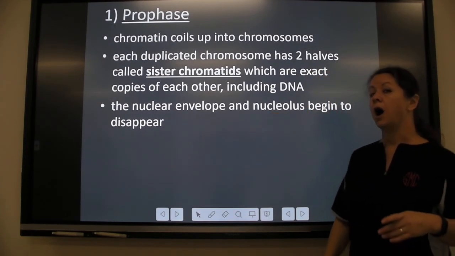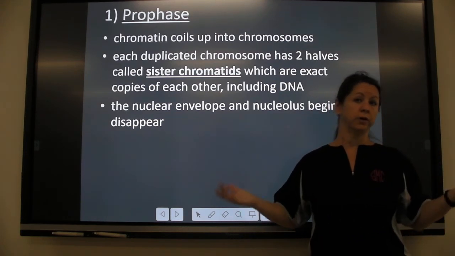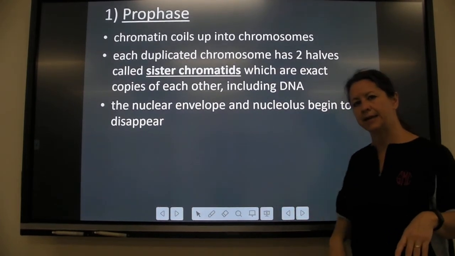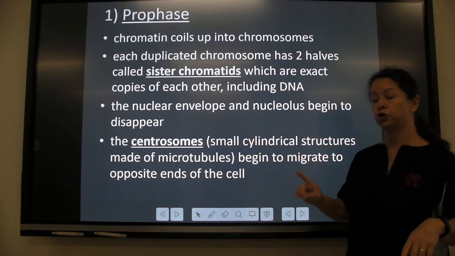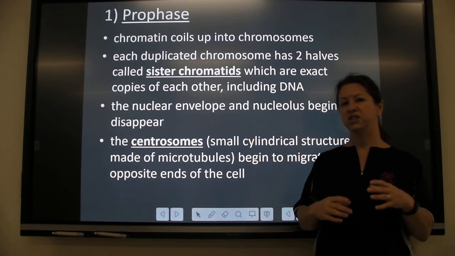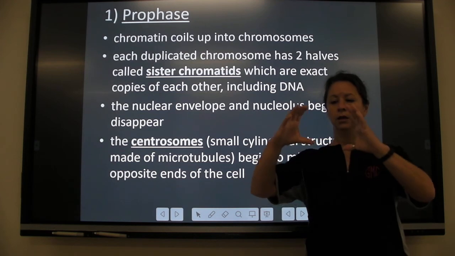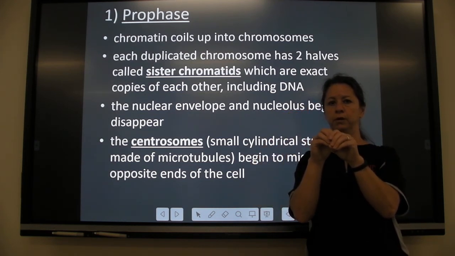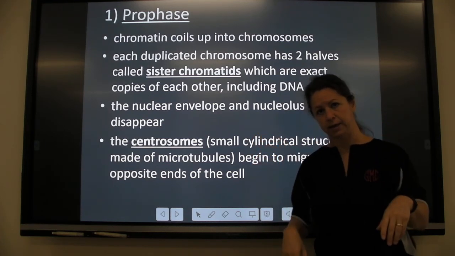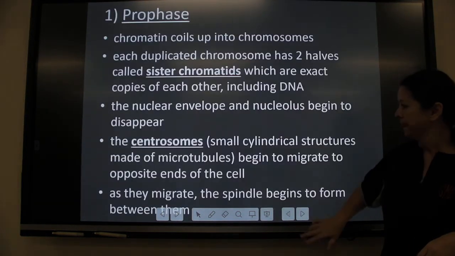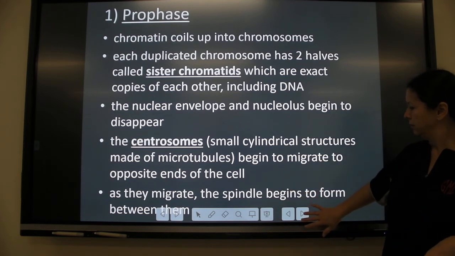Also in prophase, the nuclear envelope and the nucleolus begin to disappear. Basically, you'll end up with a cell with no nucleus because it just kind of breaks down so that this can happen. And then the centrosomes, which are these small cylindrical structures made of microtubules, begin to migrate to opposite ends of the cell. So literally, you have this big cell and everything's kind of in the middle. Well, one centrosome moves to one side and one centrosome moves to the other side. So opposite ends. And as they migrate, they start forming a spindle between them.